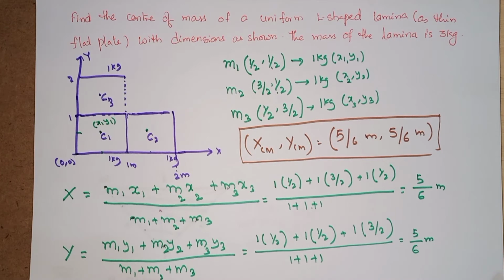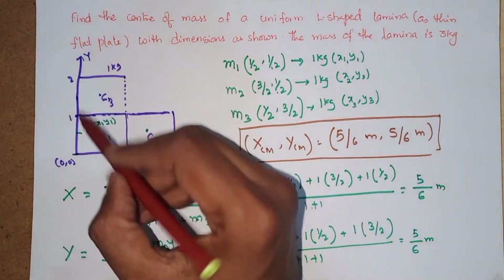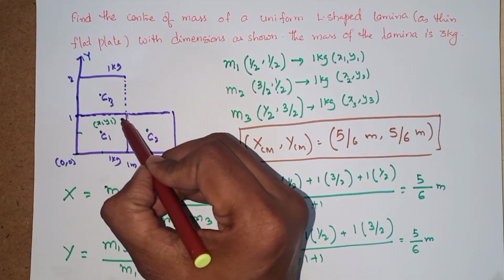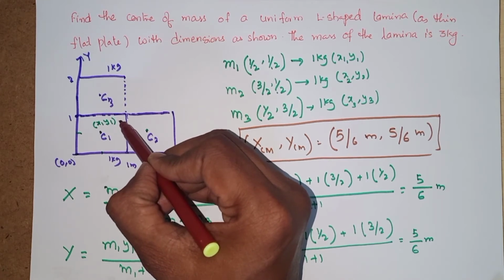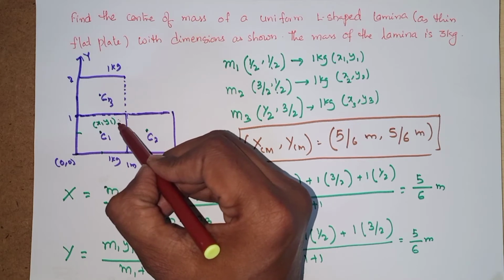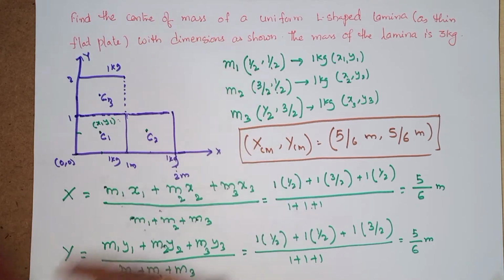5/6, what is that? It is less than 1. The X coordinate is less than 1, and this is also less than 1. Somewhere less than 1 means it's here. This is probably around this place. This will be the center of mass location. Okay.